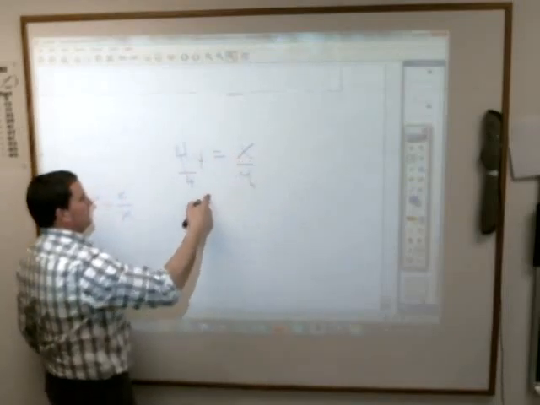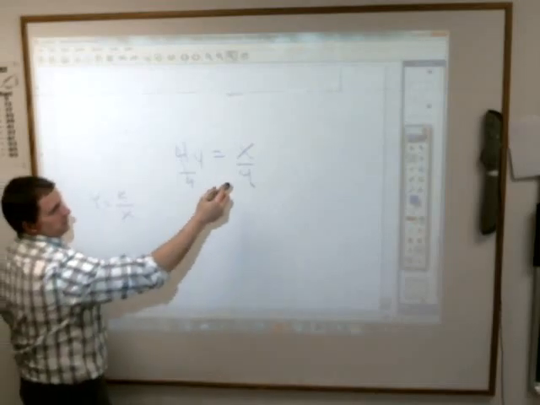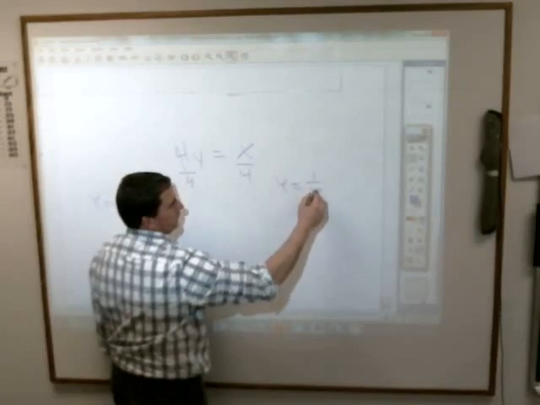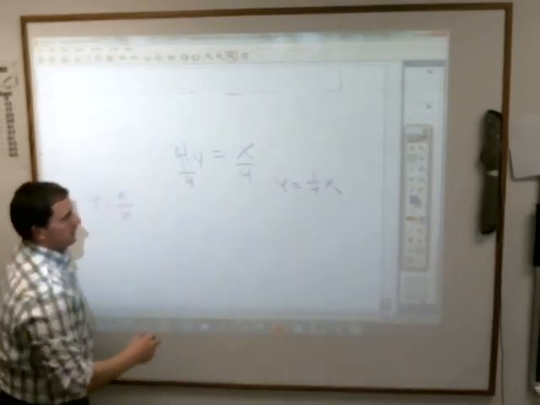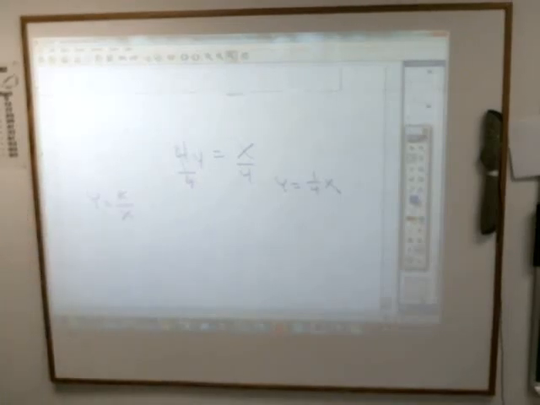Is this in the same pattern as this? No. Okay, this is actually direct variation. Remember we talked about this. This actually is y equals 1/4 x. So this would not be inverse variation, it's direct variation. Or how about this one? 3xy equals 9.